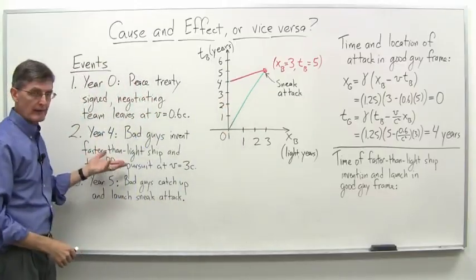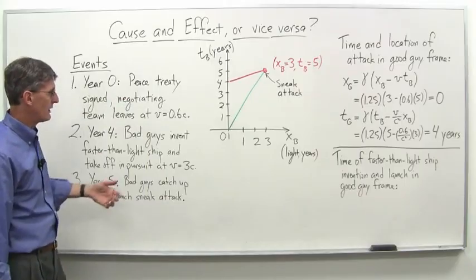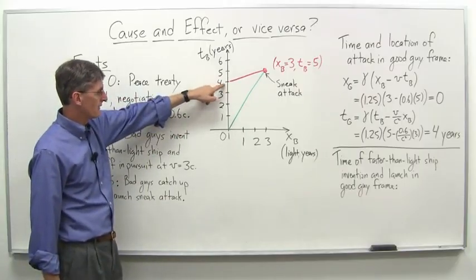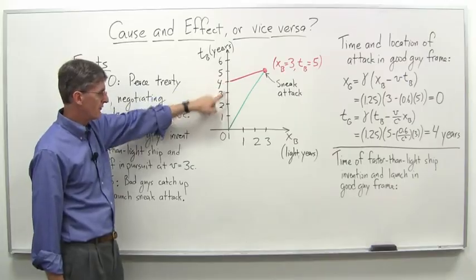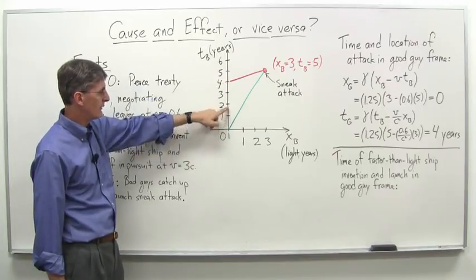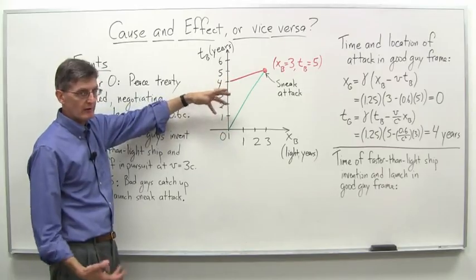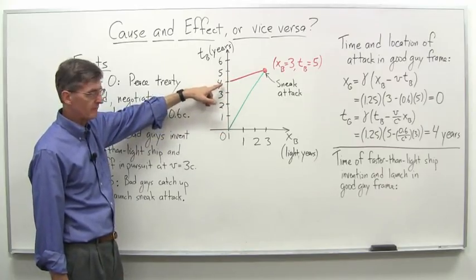And then in year 4, the bad guys invent their faster-than-light spaceship, and at that point, they take off from their home planet. They've just been sitting on their home planet here as time goes on, 1 year, 2 years, 3 years, 4 years, trying to make this faster-than-light spaceship work.